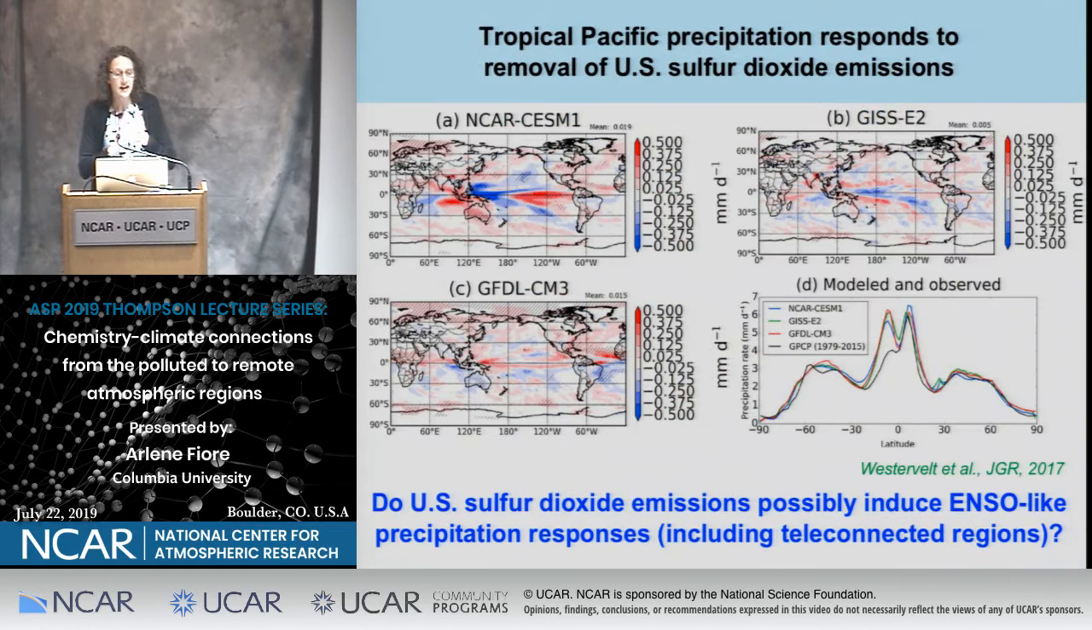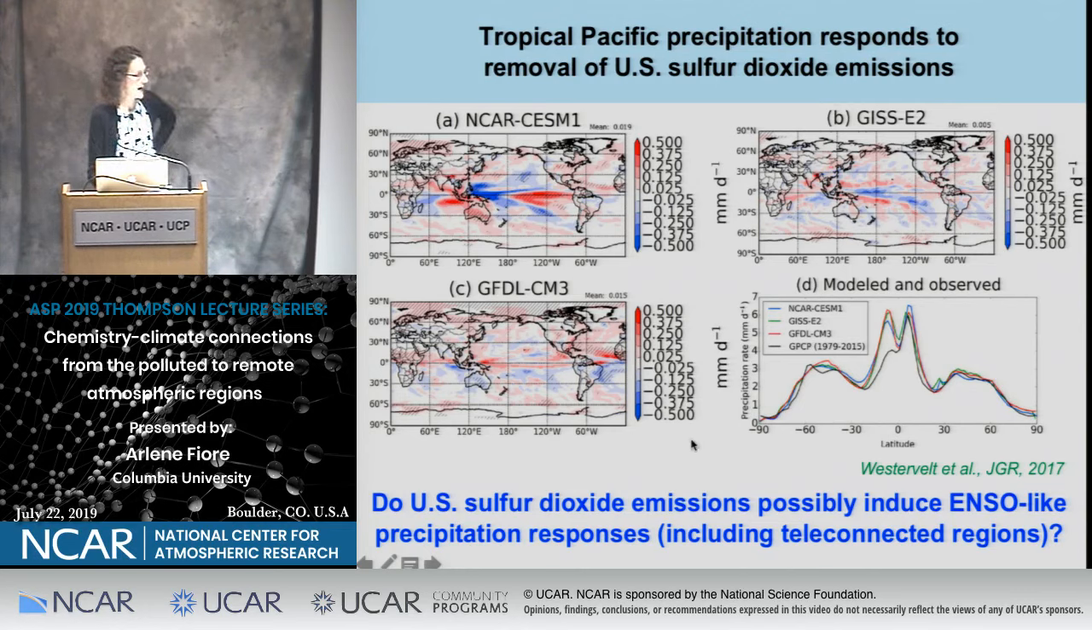And so the other interesting response that we noted in these simulations is the rainfall response in the tropical Pacific. And that's what we're looking at here in the NCAR, GISS, and GFDL models. Again, red is more precipitation, blue is drying. And there's a little bit of model evaluation here, just showing the zonal mean observed precipitation from GPCP and the 3 models on top. And of course, they all suffer from a double ITCZ.